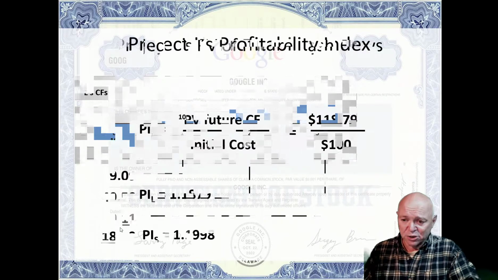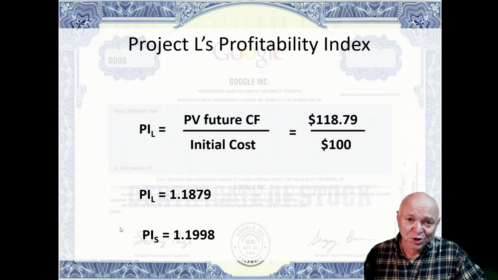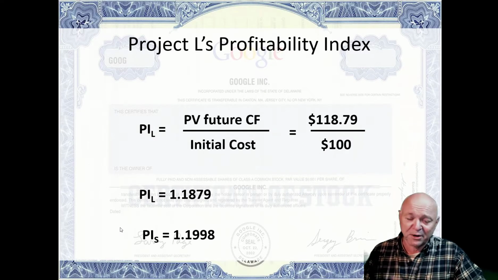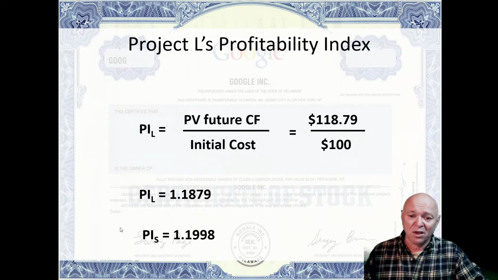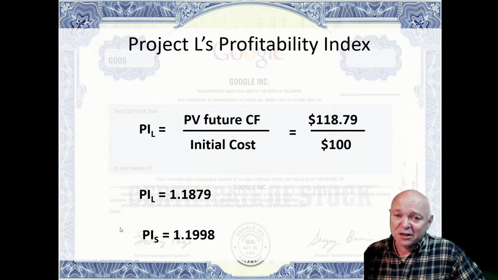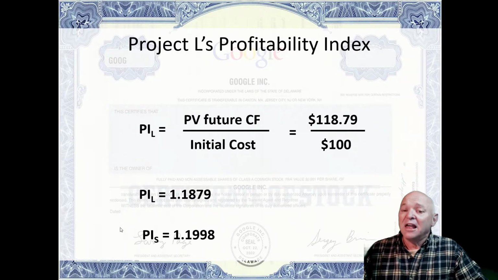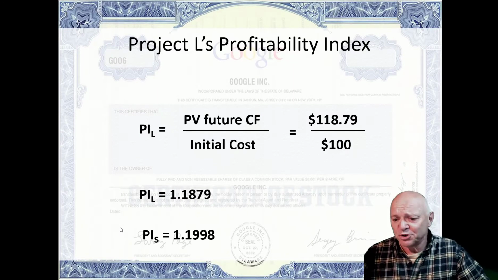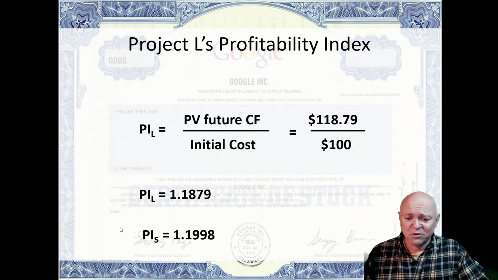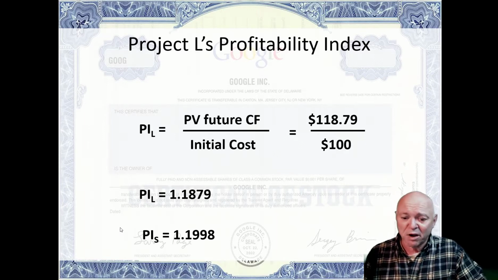So a simple calculation, the present value of our future cash flows, 118.8, divided by the initial cost, 100 million, gives us a profitability index of 1.18. Now, Project S was a little bit better because it gave us 1.19. If these were independent projects, we'd choose both. If they're mutually exclusive, which one would you choose? The one with 1.18 or 1.2? On the face of it, Project S looks better. It has a higher profitability index.